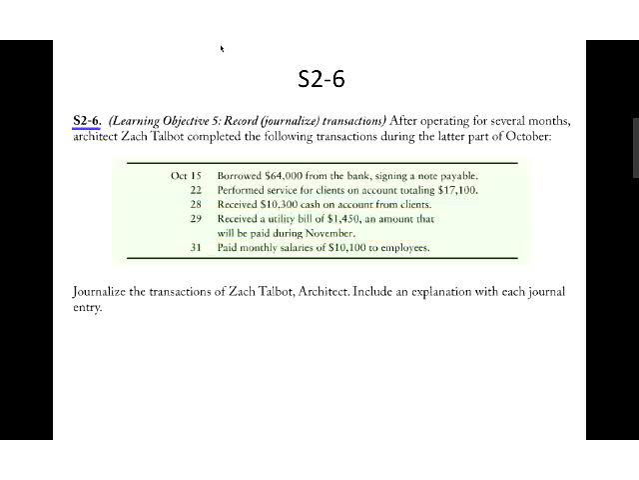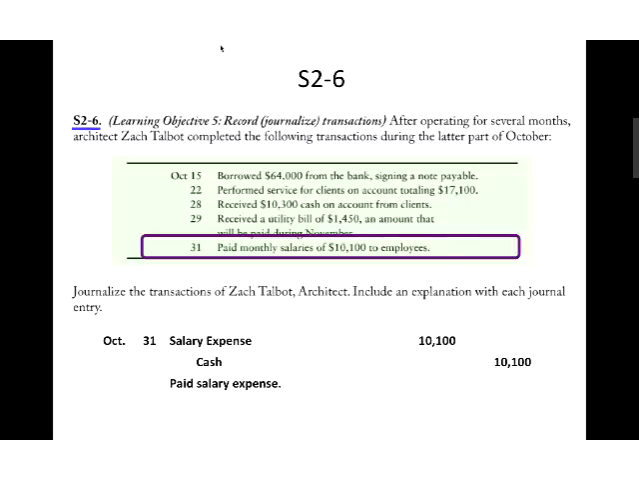Okay, and then our final transaction is October 31st, paid monthly salaries of $10,100 to employees. When we pay those monthly salaries, we're going to debit salary expense, credit cash. When we pay something, that implies cash is going out the door, so cash will decrease with a credit. So we have a credit to cash of $10,100.